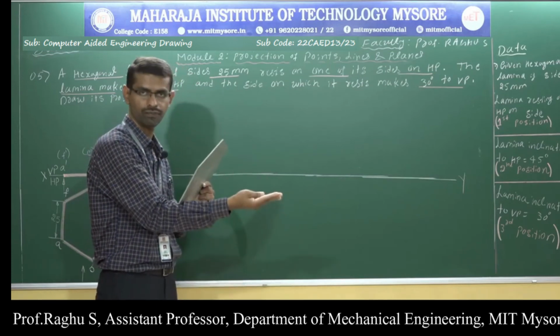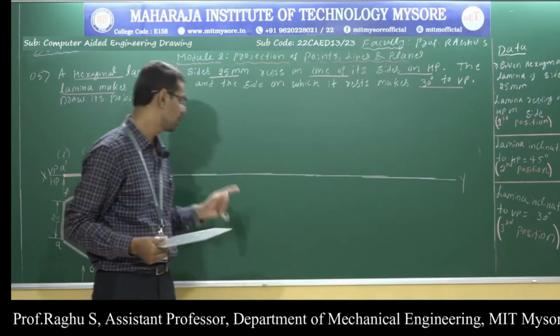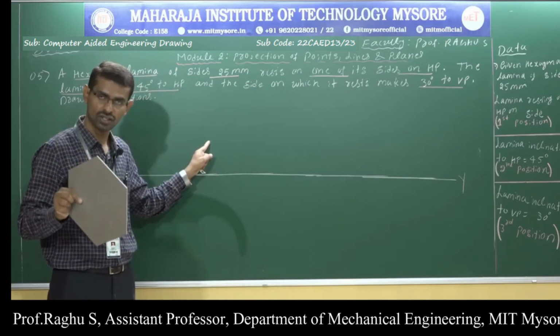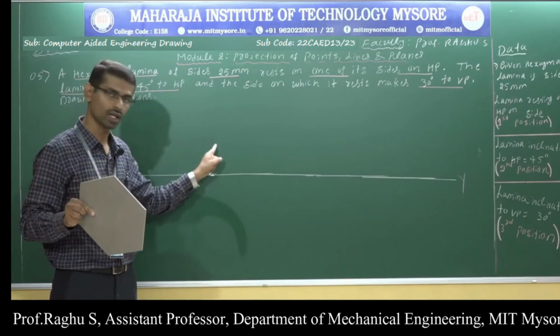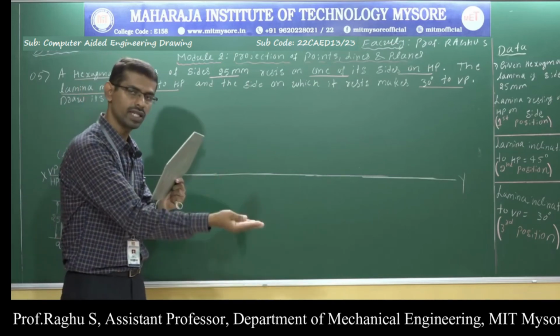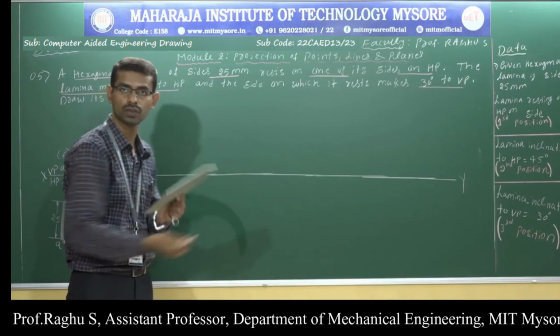But in the front view I can see the inclination. Now, where should I write the front view, on the VP plane or HP plane? On the VP plane. So in the front view I am going to see the inclination, so the front view comes on the vertical plane. Now write the front view here. What is the front view? The front view is the inclination of the lamina, 45 degrees with respect to HP.